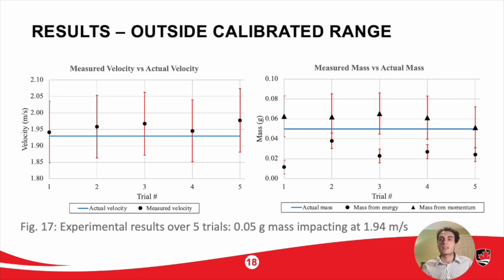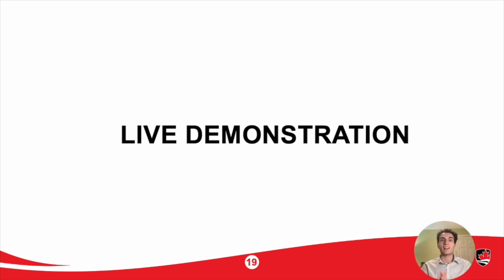The mass, however, the circle points there indicate the mass from the energy method using the linear calibration. Clearly, once we step outside of the linearly calibrated range, that measurement falls off, and so there's an error right here of about 80%. The mass from momentum, again, is about another 50% error, so it's even outside of a calibrated range for any of those mass determination methods, it's not robust. So this demonstrates that for the sensor to be effective in an on-orbit scenario, it needs to be operating in a calibrated range. Now it's time for a live demo.